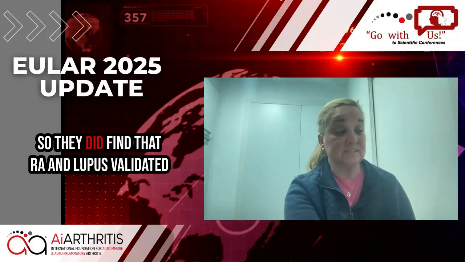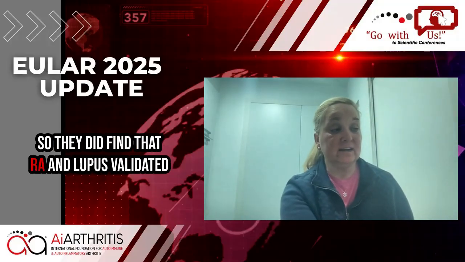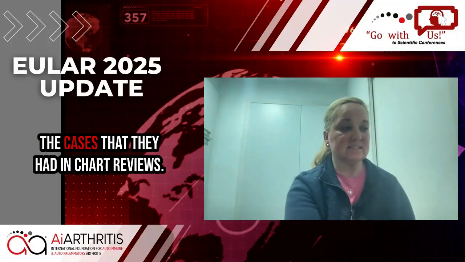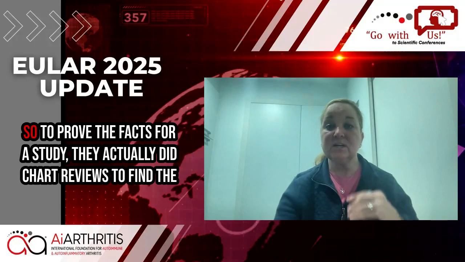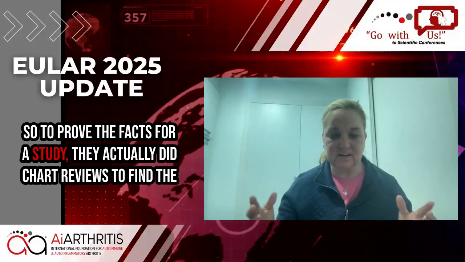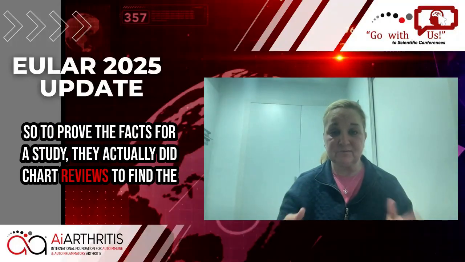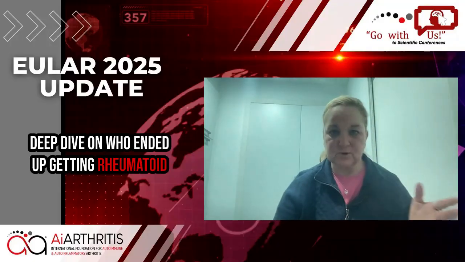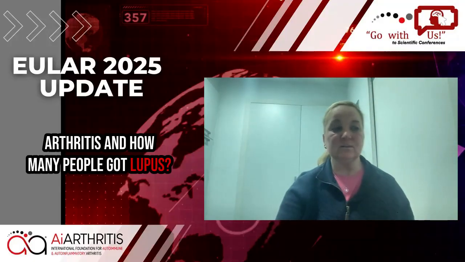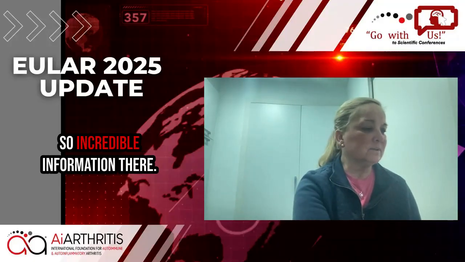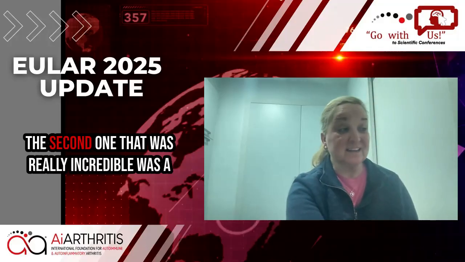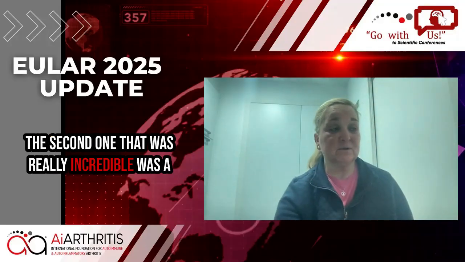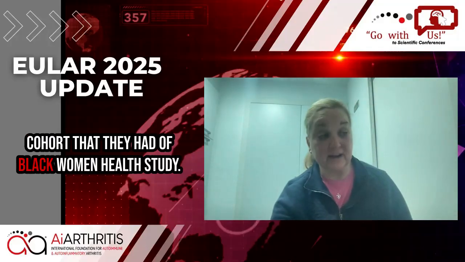So they did find that RA and lupus validated the cases that they had in chart reviews. So to prove the facts for a study, they actually did chart reviews to find the deep dive on who ended up getting rheumatoid arthritis and how many people got lupus. So incredible information there.